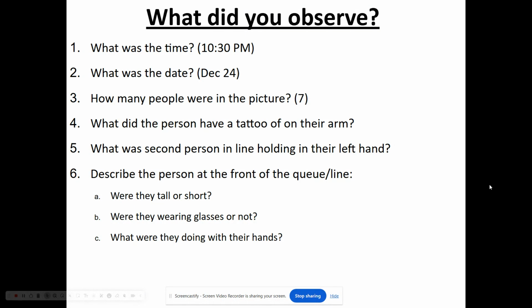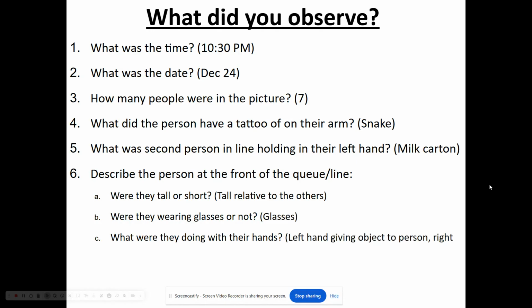Seven. What did the person have a tattoo of on their arm? A snake. What was the second person in line holding in their left hand? A milk carton. Describe the person at the front of the line. Were they tall or short? Tall compared to others. Were they wearing glasses or not? Glasses. What were they doing with their hands? Left hand giving an object to a person. Right hand in pocket. So those were all observations that were made.